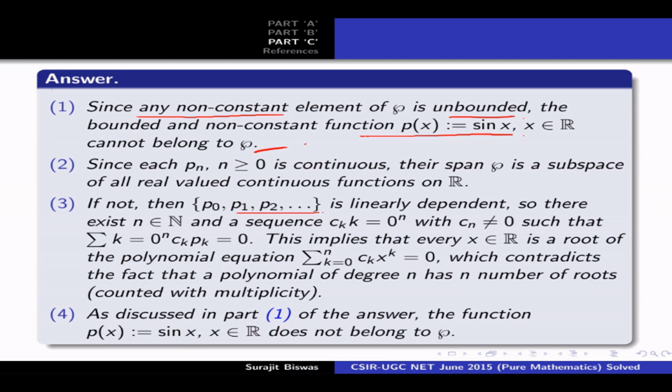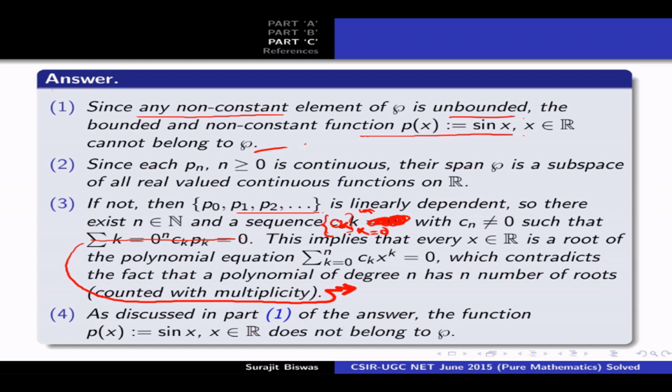If not, let P0, P1, P2 be linearly dependent, so there exists n belongs to N and a sequence Ck, k equal to 0 to n, with Cn not equal to 0, such that what is the condition? Let me write it here.